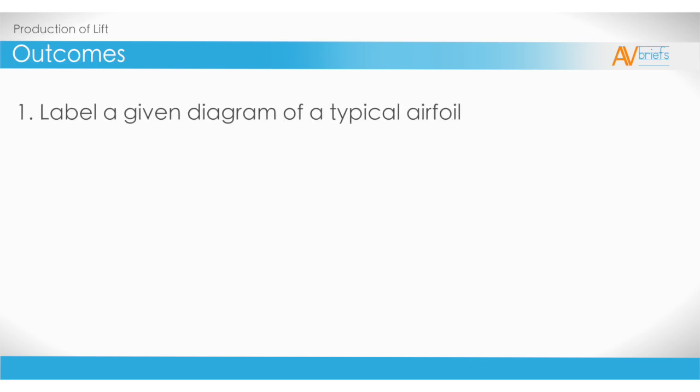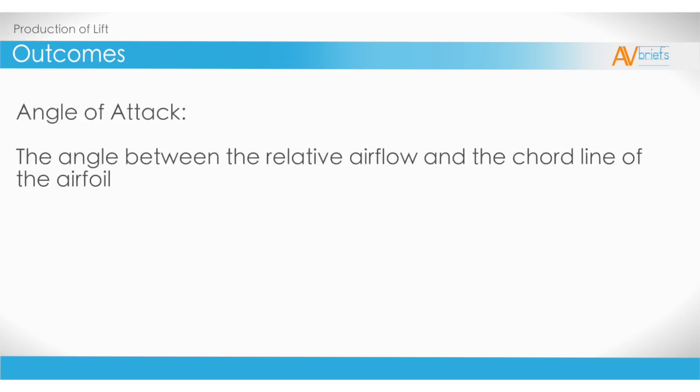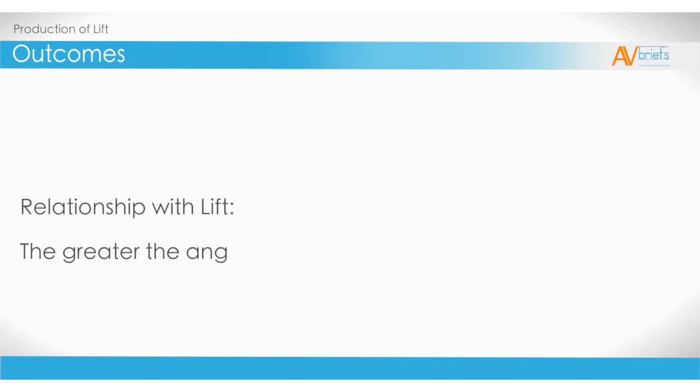Okay, great. Next, define angle of attack and describe its relationship with lift. The angle of attack was the angle between the relative airflow and the chord line of the airfoil. Its relationship with lift is that the greater the angle of attack, the greater the lift produced.